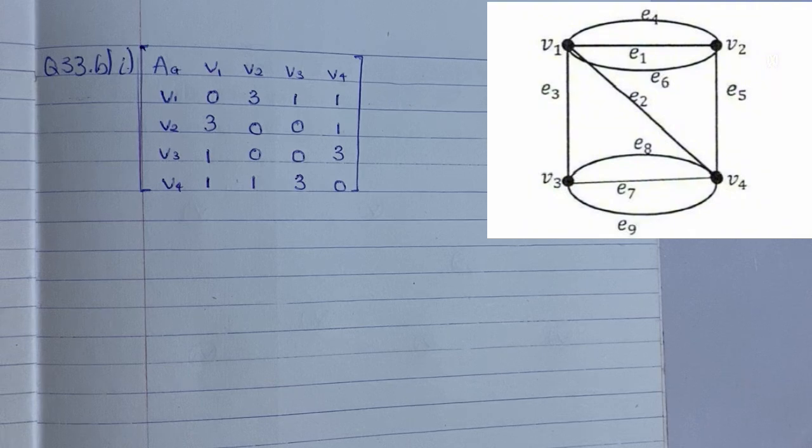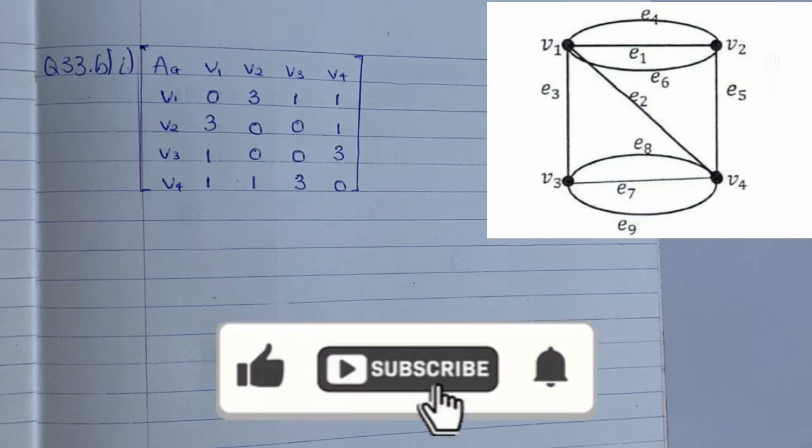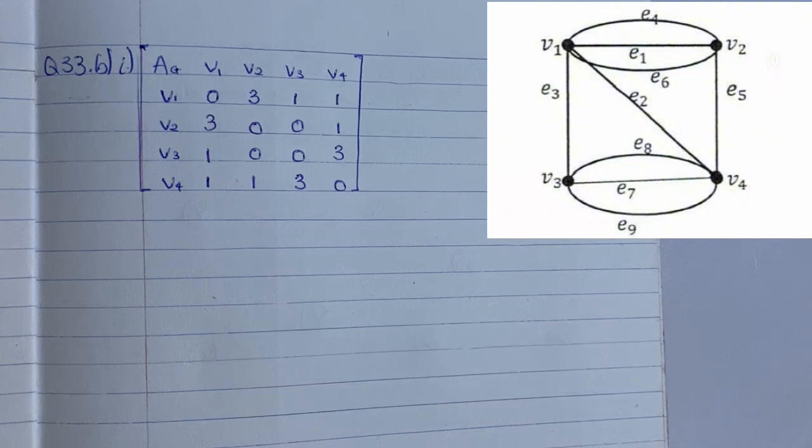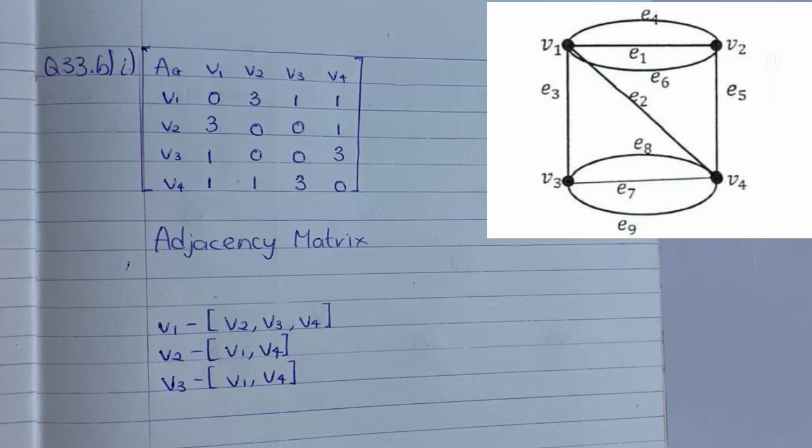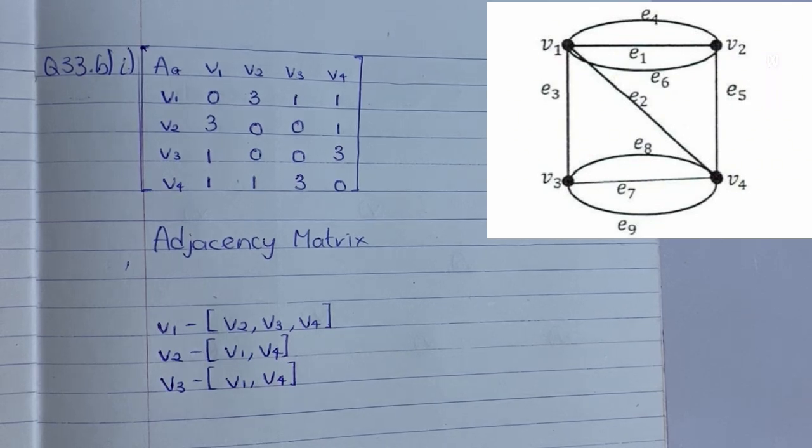Moving on to our adjacency list, we are only going to list the vertices with their corresponding adjacent vertices. For V1, we have it connected to V2, V3, and V4, and V2 is connected to V1 and V4. V3 is also connected to V1 and V4, and V4 is connected to V2 and V3. So this is our adjacency list.